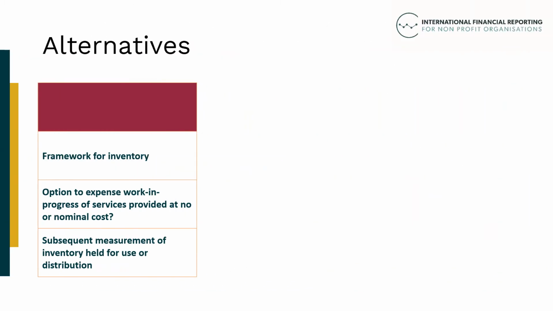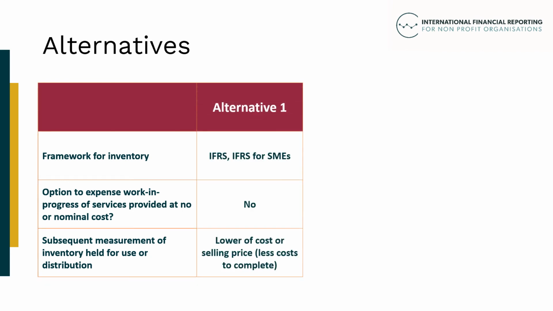In considering these issues, three alternatives are being proposed for feedback. Alternative 1 is based on the requirements of IFRS standards and IFRS for SMEs, but with additional guidance for NPOs. No divergence from the requirements of these standards is proposed. The guidance could help NPOs apply general materiality principles and expense items as they are required.